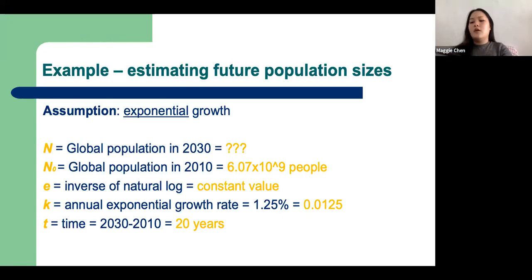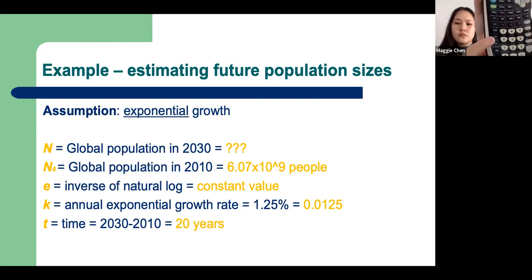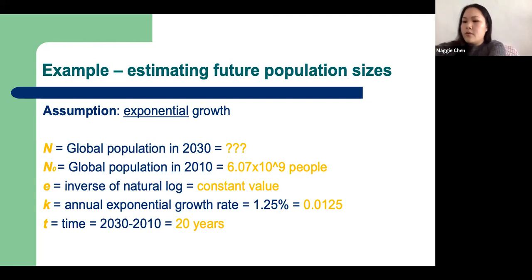Or you can find it on your graphing calculator, and that is the inverse of ln here. There are also online calculators that we can use, but that is where you can find the inverse of natural log. I will be going over some online calculators, if you don't have a scientific or graphing calculator, that you can use.